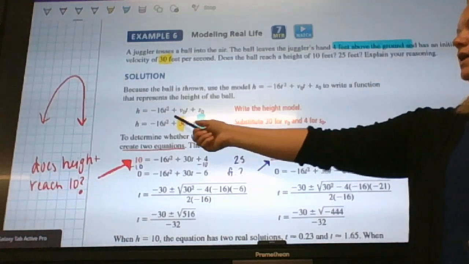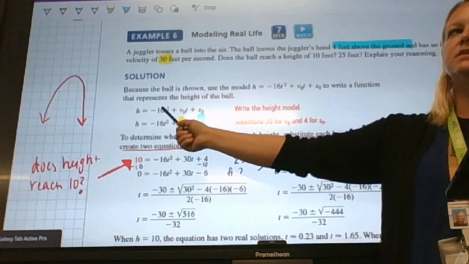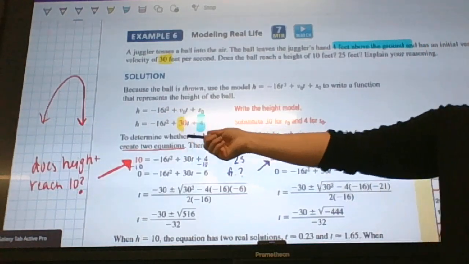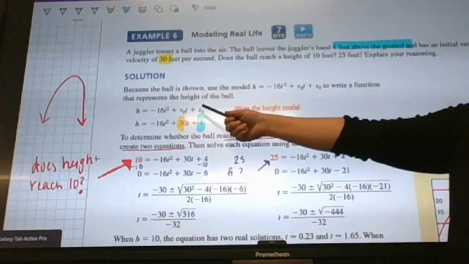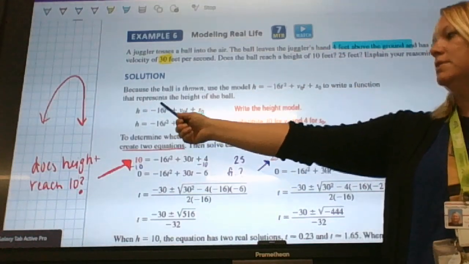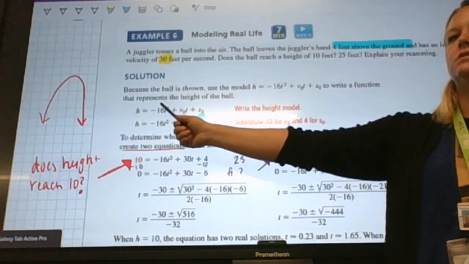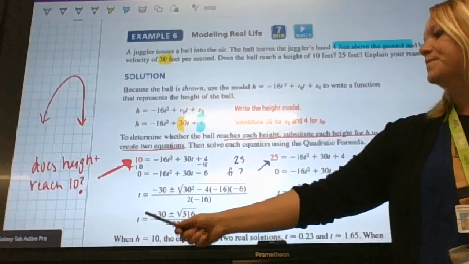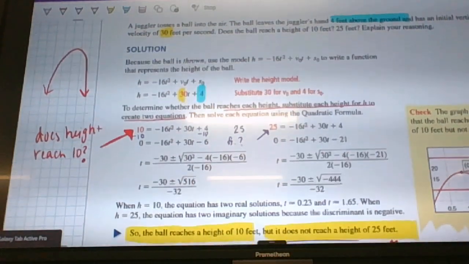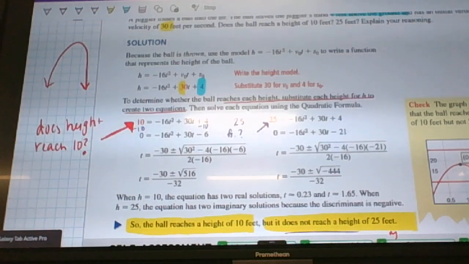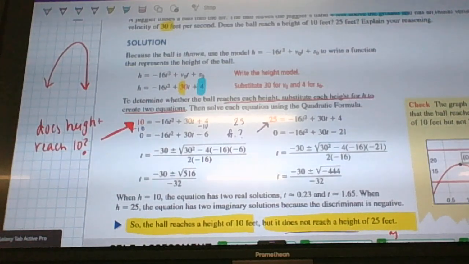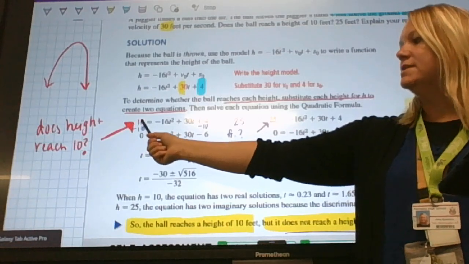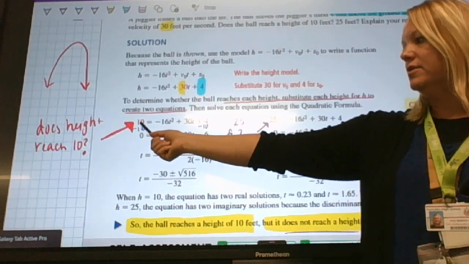So we're going to plug it right into our formula. The negative 16 is actually the pressure of gravity. That's what that is. You can do the same problem on the moon, but we put a different number right here. Or on Mars, we put a different number right here. Negative 16 is the pressure of gravity in feet per second here on Earth. Okay? So to determine whether the ball reaches each height, you substitute for h. So here, they're saying, will the ball ever get to 10 feet? So we put a 10 in here.